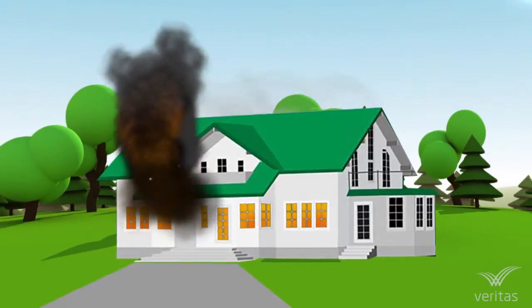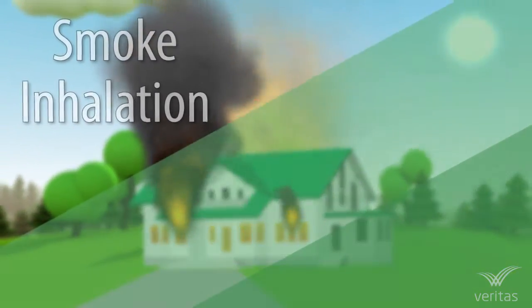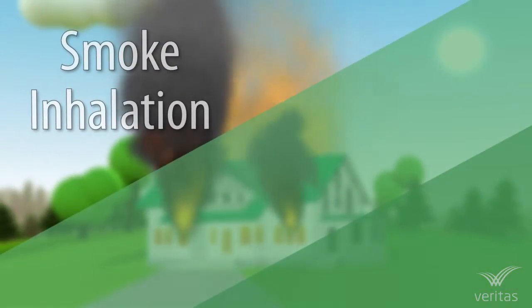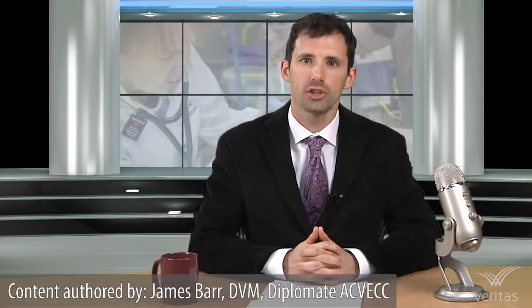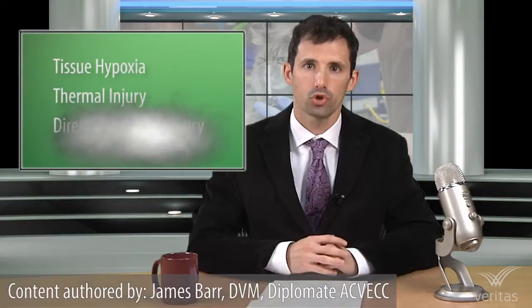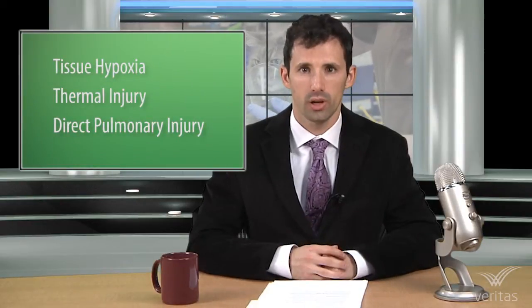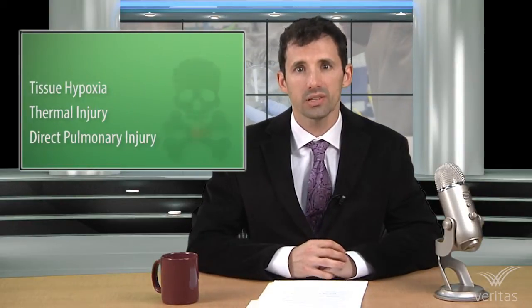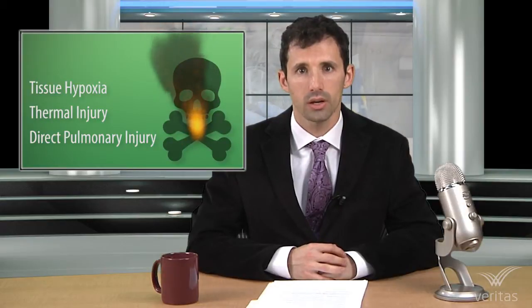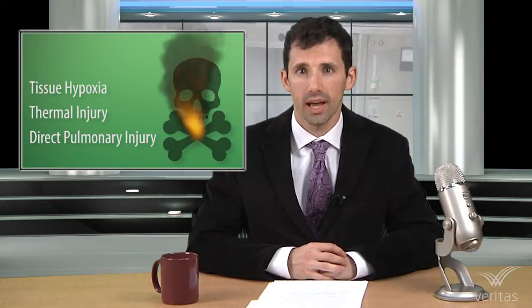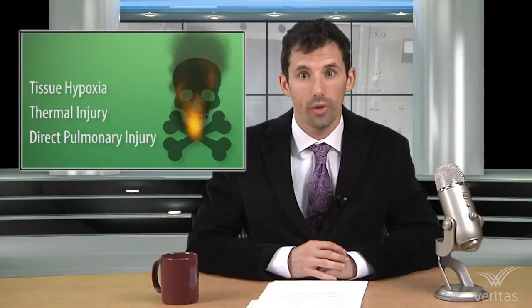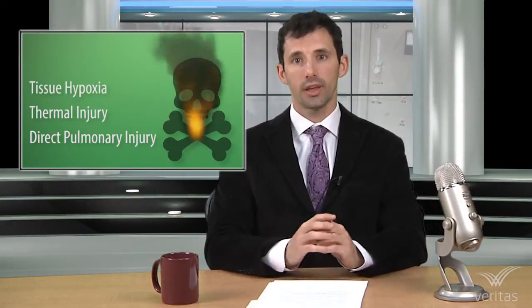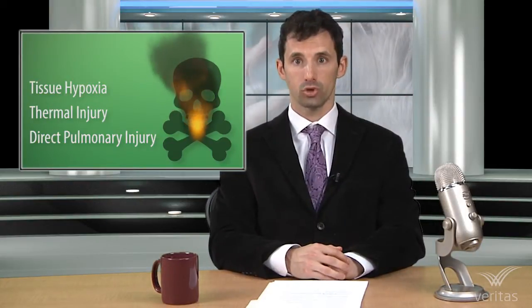Today's spotlight is on emergency medicine and smoke inhalation. We're going to discuss how smoke inhalation causes damage and how it should be treated. Smoke inhalation causes injury in three specific ways: tissue hypoxia, thermal injury, and direct pulmonary injury. The smoke can contain various chemicals, including carbon monoxide, cyanide, chlorine gas, and soot particles. Without treatment, smoke inhalation can kill a patient well before burn injuries.